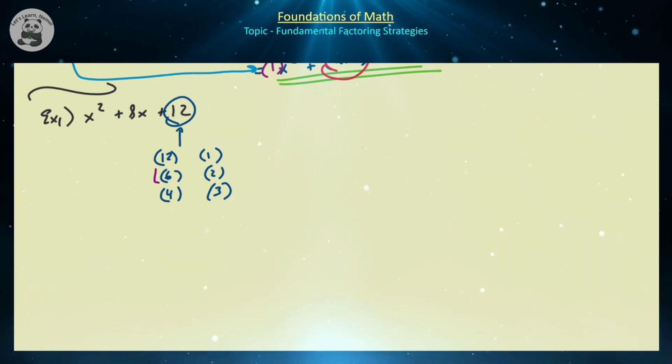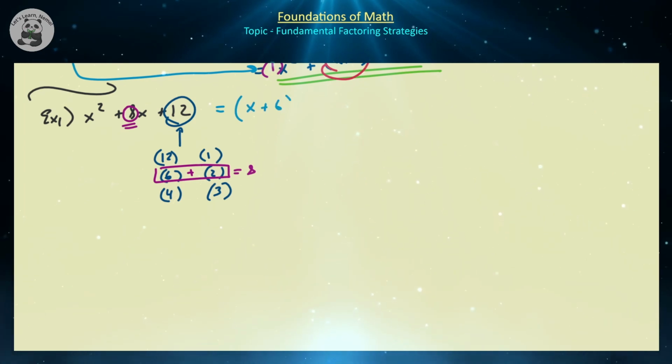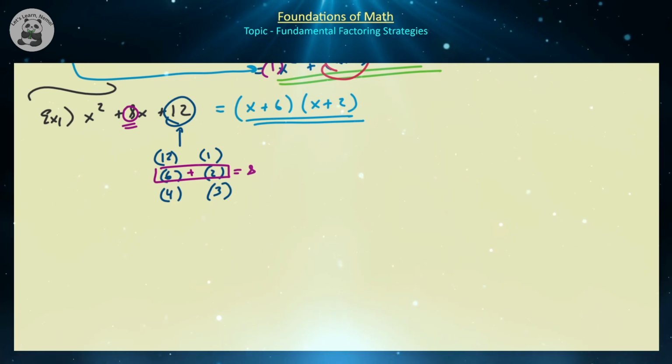If we look at 6 and 2, 6 plus 2 is equal to 8, which is the number in front of x. Therefore, 6 times 2 is 12, and 6 plus 2 is 8. Therefore, 6 and 2 are the numbers that we want. Therefore, our factorization is going to be x plus 6 times x plus 2. And you can FOIL that just to make sure that you're correct.